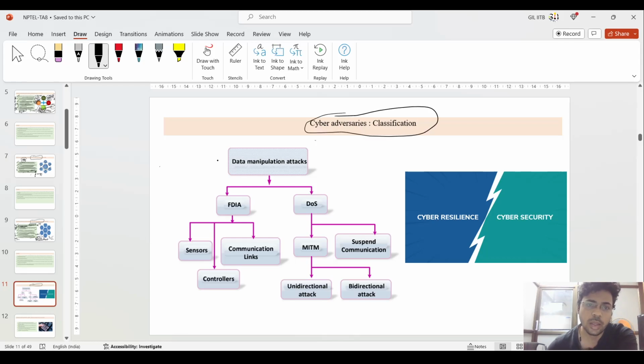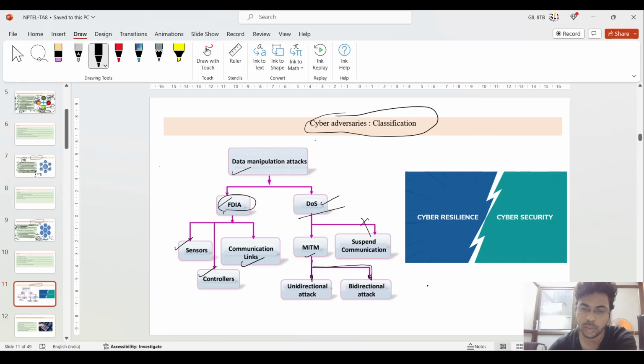Coming to the classification part, that is cyber adversaries. Data manipulation attacks are classified into two: FDI and DoS based. For FDI, if you have certain sensors, controllers and communication links, the data manipulation attack mainly targets the sensors, controllers and the communication links. If you come to the DoS part, it mainly means a sudden suspension of the communication network, the whole infrastructure.